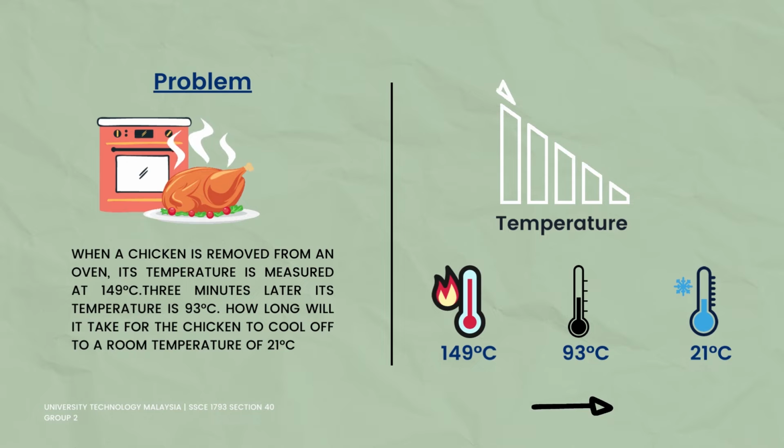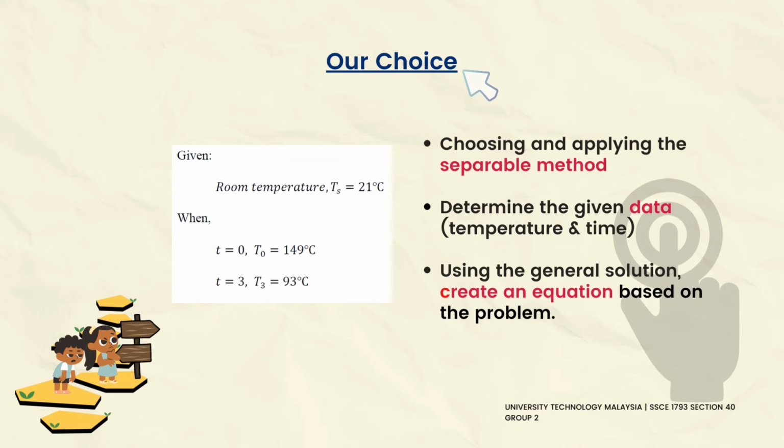This is the problem that we've chosen for our group project. When a chicken is removed from an oven, its temperature is measured at 149 degrees Celsius. 3 minutes later, its temperature is 93 degrees Celsius. How long will it take for the chicken to cool off to a room temperature of 21 degrees Celsius? From this problem, we're able to choose and apply the separable method, determine the data given, and create an equation using the general equation and solution.